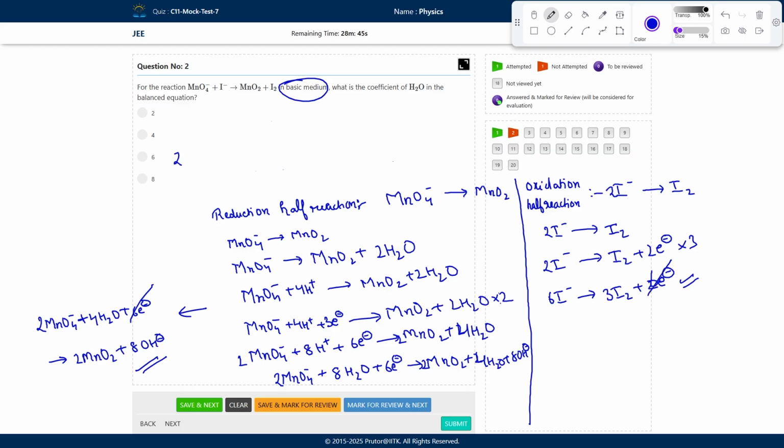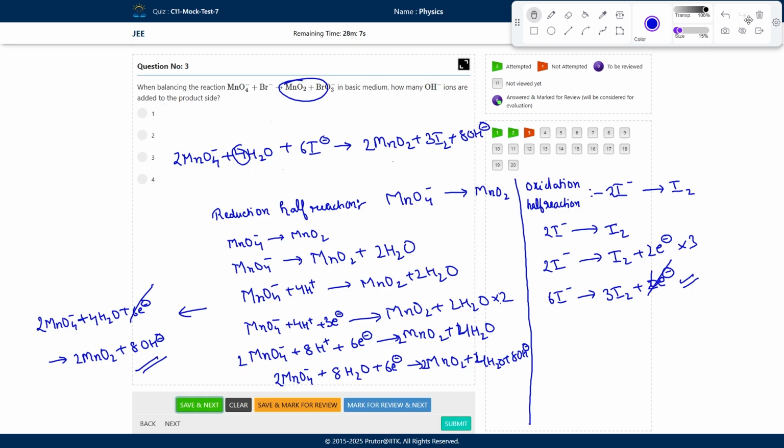Finally, what you will get: 2MnO4 minus plus 4H2O plus 6I minus, and upon reaction it will give you 2MnO2 plus 3I2 plus 8OH minus. So this is your balanced chemical equation. You are being asked to write the coefficient of H2O. So it will be 4. So the correct answer will be option number 2. Moving on to the next question.